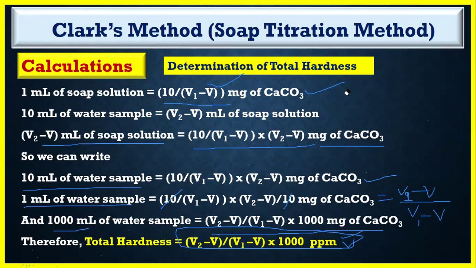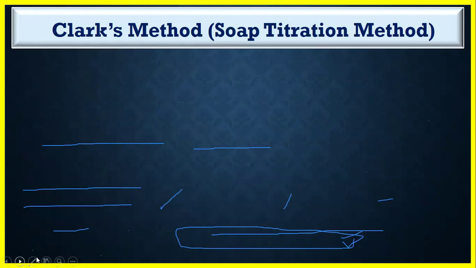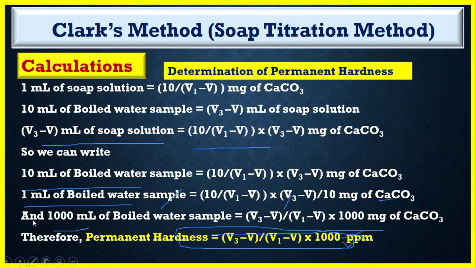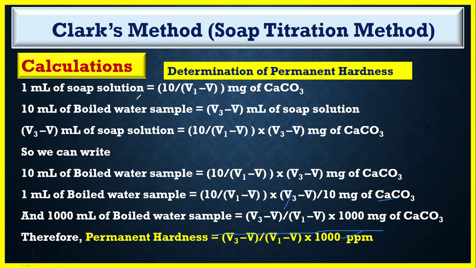I hope it is very clear how to derive the formula for total hardness of water by Clark's method. Now, coming towards the permanent hardness calculation. Permanent hardness can be determined by titrating the boiled water sample with the soap solution, and this time the reading comes out to be V3 ml. So, begin with the fact that 1 ml of soap solution is equal to 10 divided by (V1 minus V) milligram of calcium carbonate. And we know that the 10 ml of boiled water sample gives the reading V3.